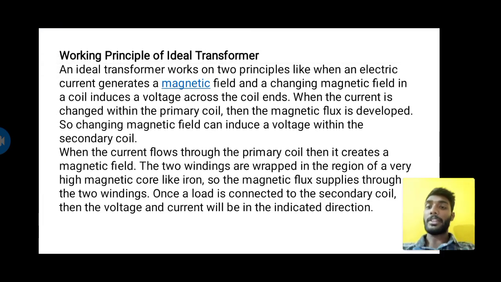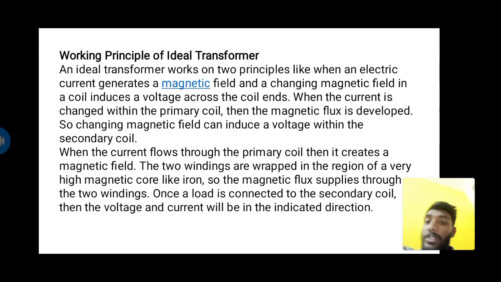Working principle of the ideal transformer. An ideal transformer works on two principles: electric current generates a magnetic field, and a changing magnetic field in a coil induces voltage across the coil ends. When the current is changing within the primary coil, magnetic flux is developed. So the changing magnetic field can induce a voltage within the secondary coil.